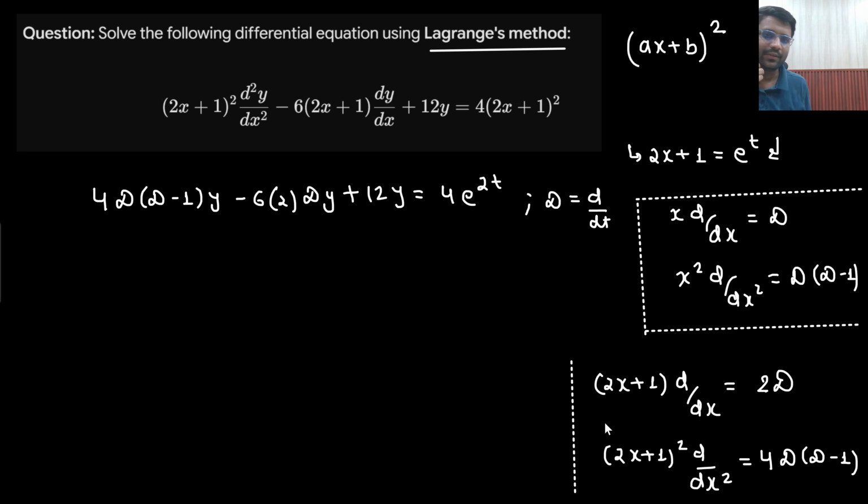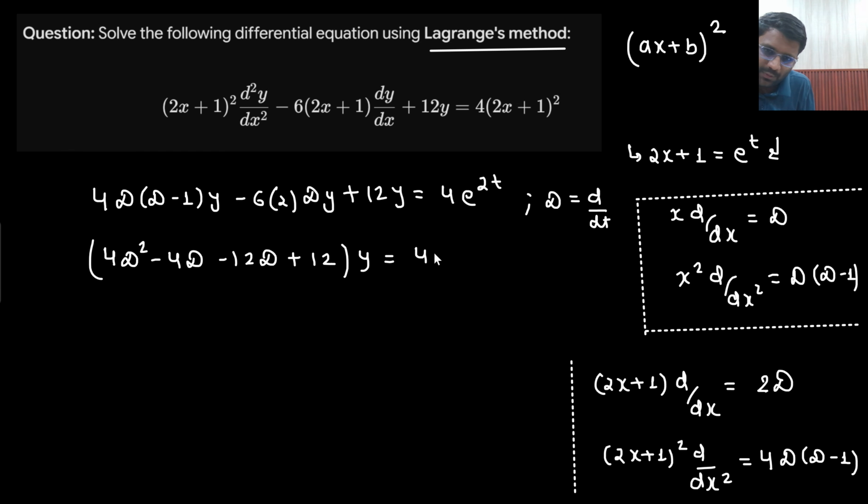Is that clear to you or not? Okay. That's the scenario. Now what you need to do? You need to take y as common. So if you take y common, then what you are getting is 4D square minus 4D minus 12D plus 12 multiplied with y equals 4 e to the power 2t. So here you can take 4 outside: D square minus 4D plus 3, into y, equals 4 e to the power 2t.